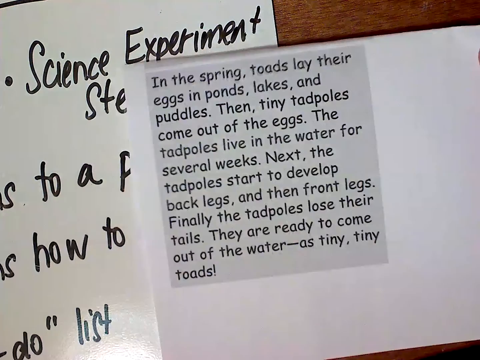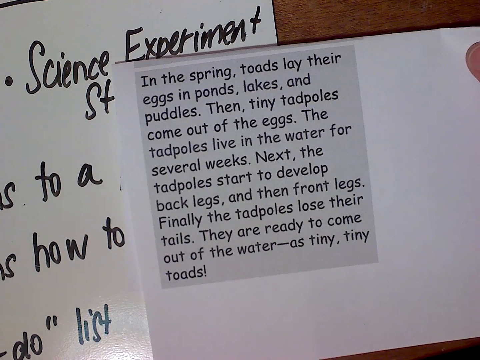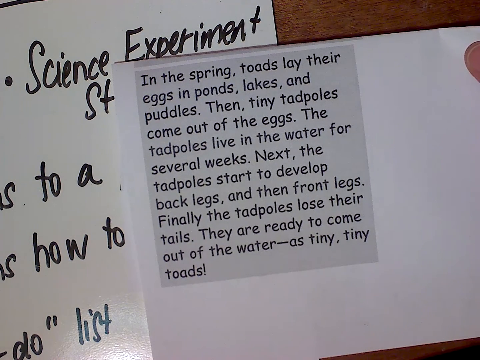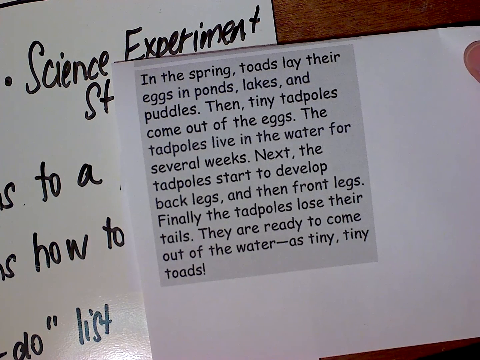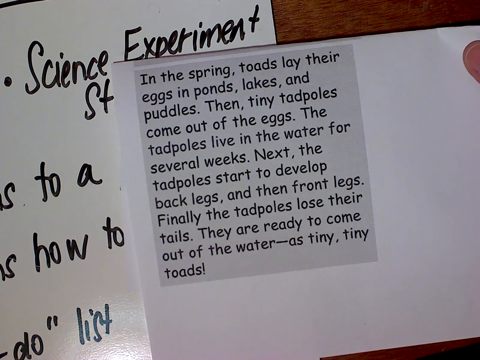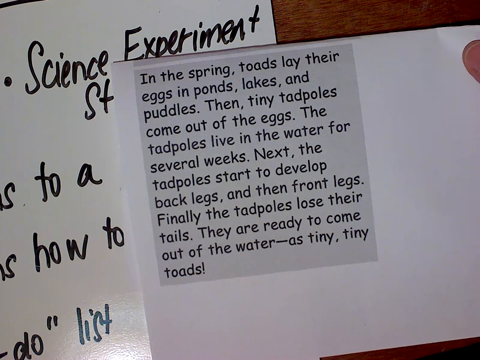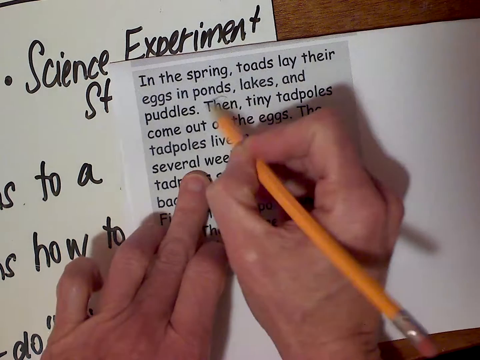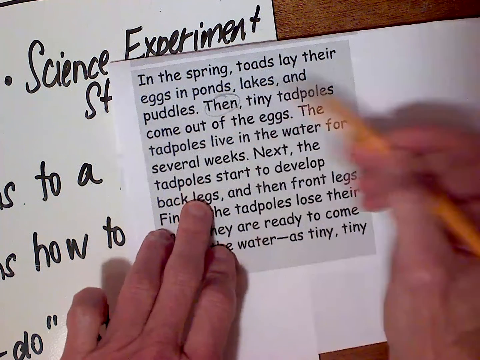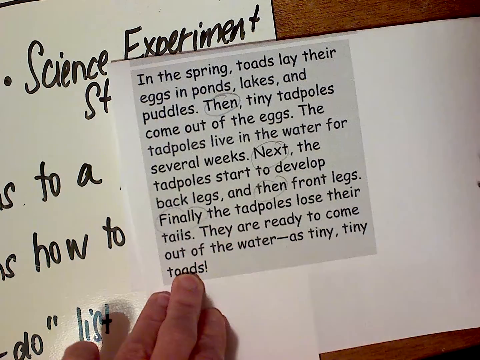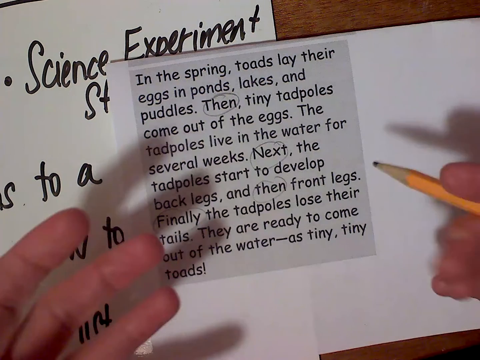Here's a paragraph. It says, in the spring, toads lay their eggs in ponds, lakes, and puddles. Then, tiny tadpoles come out of the eggs. The tadpoles live in the water for several weeks. Next, the tadpoles start to develop back legs and then front legs. Finally, the tadpoles lose their tails. They are ready to come out of the water as tiny, tiny toads. So here are my clue words that this is sequence: then, next, then, finally. Those are telling me that this has to happen in order.